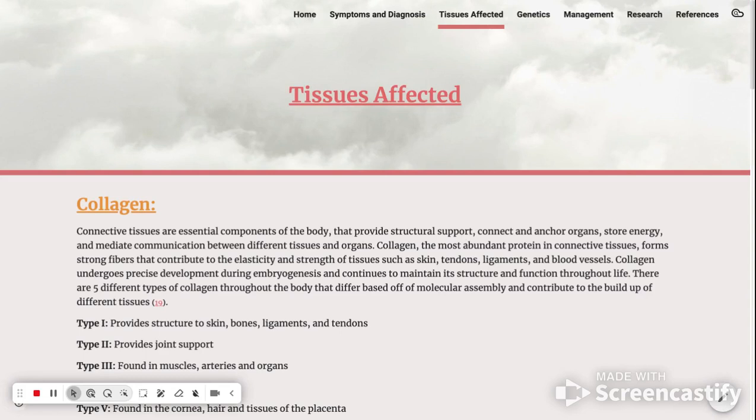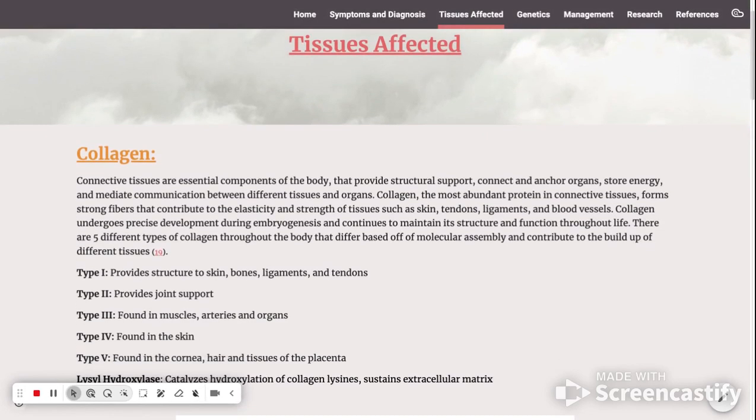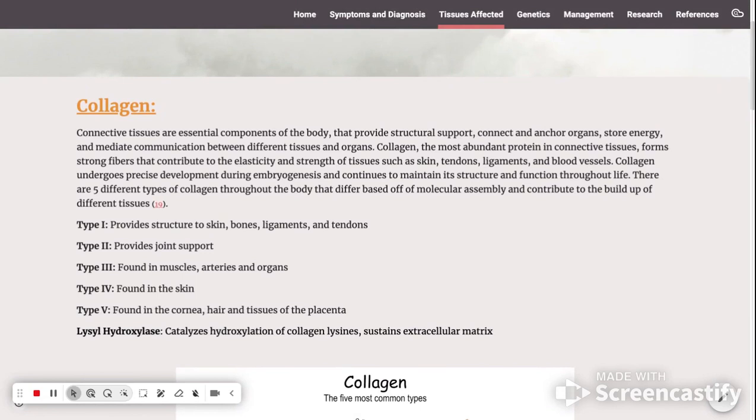So connective tissues are tissues that play a vital role in our bodies by providing support, connecting organs, and maintaining structure. One of the key players in connective tissues is collagen, which is a strong and fibrous protein and the most abundant protein in the human body. Collagen is responsible for giving our skin its elasticity, strengthening tendons and ligaments, holding our joints together, and even maintaining the structure of our blood vessels.